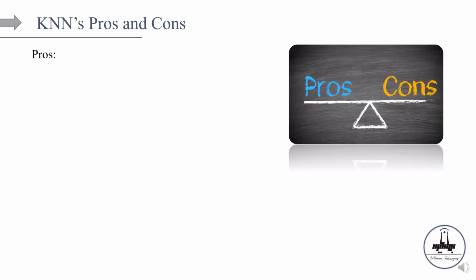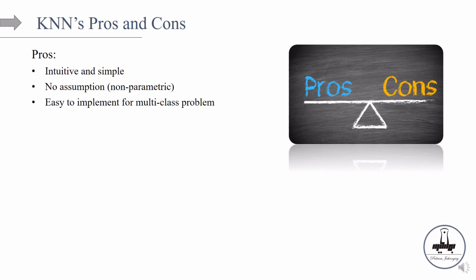Let's talk about KNN's pros and cons, starting with the advantages. KNN is a very intuitive and simple model. We already talked about the algorithm, both for classification and regression, and we know that it's very simple to implement. It's a non-parametric model, which means that there's no assumption. You're not going to impose any functional form or assumption on the distribution of the data, right? It is easy to implement for multi-class classification problems, right? This is one of the biggest advantages of KNN.